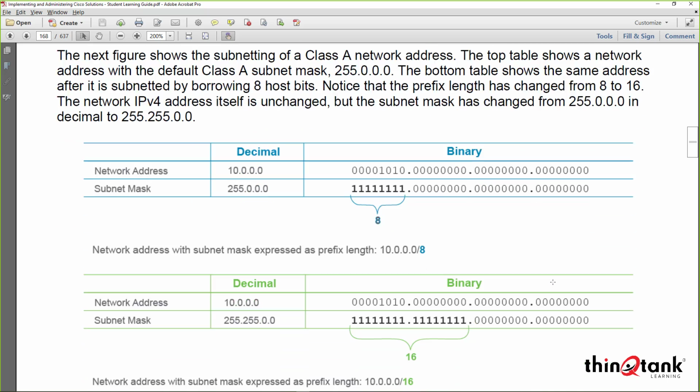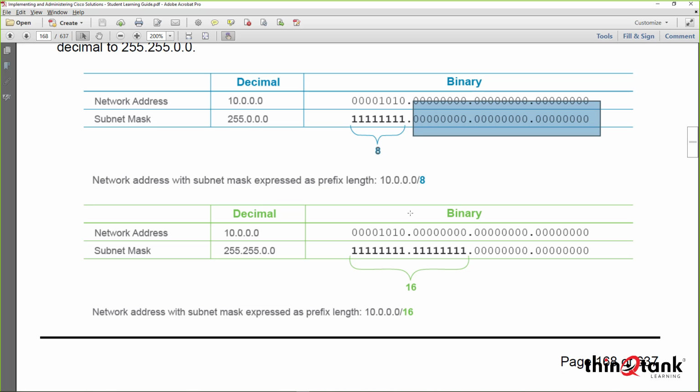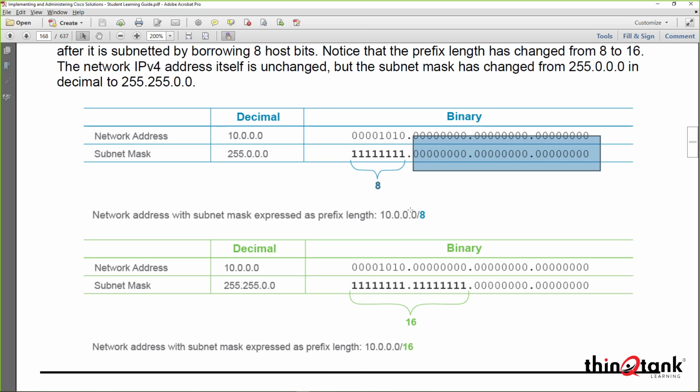Class A, same way. We just have more bits that we can borrow with Class A. A Class A address is normally a /8, which gives us 24 zeros to play with. So we can create a lot more subnets with a Class A address than we would with, say, a Class B or a Class C address.